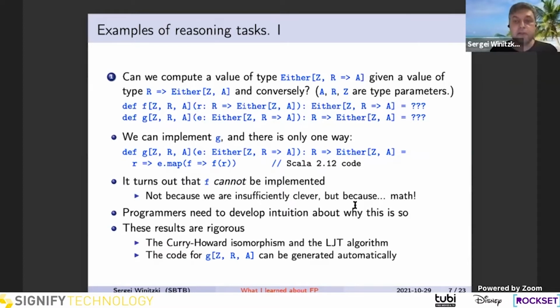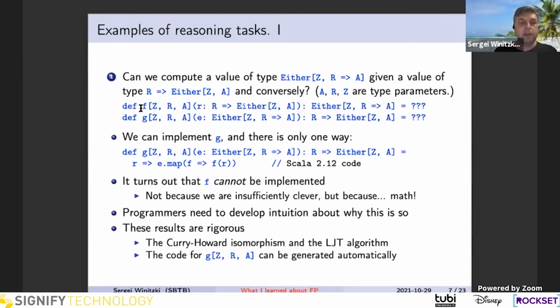Here are examples of questions that have unambiguous answers. Suppose you are given a value of type Either[Z, R => A], or you're given a value of type R => Either[Z, A]. Can you compute the value of the other type? So A, R, and Z are type parameters, so arbitrary unknown types.